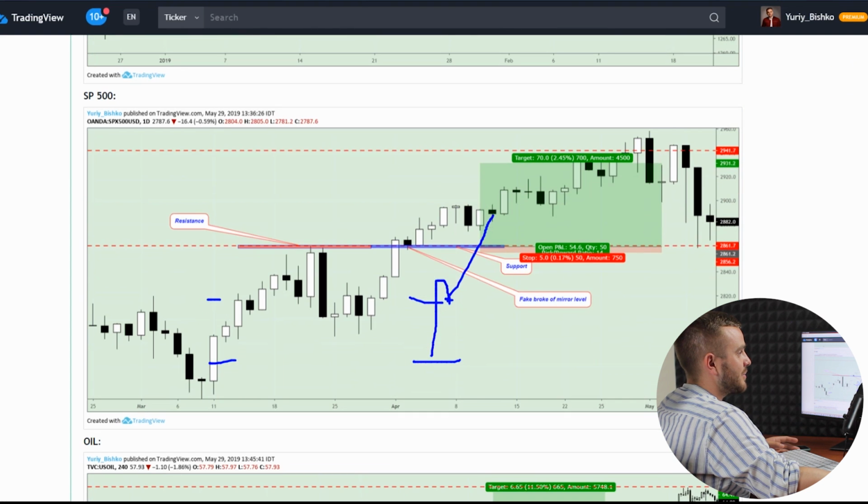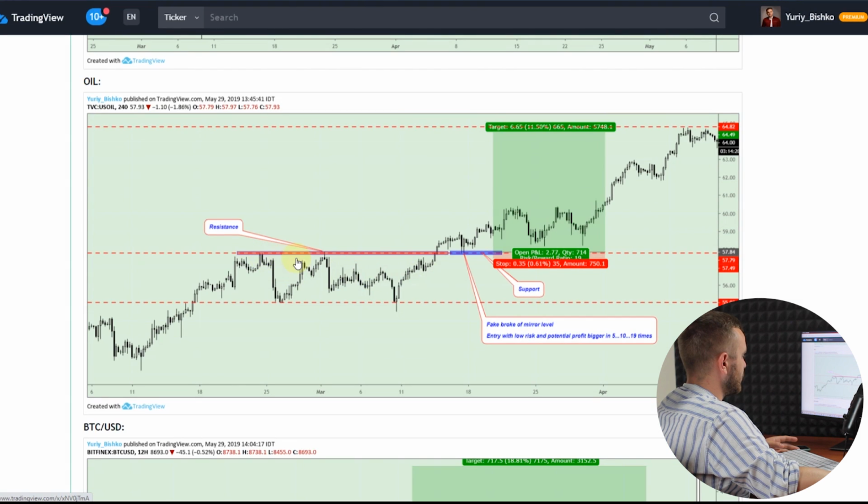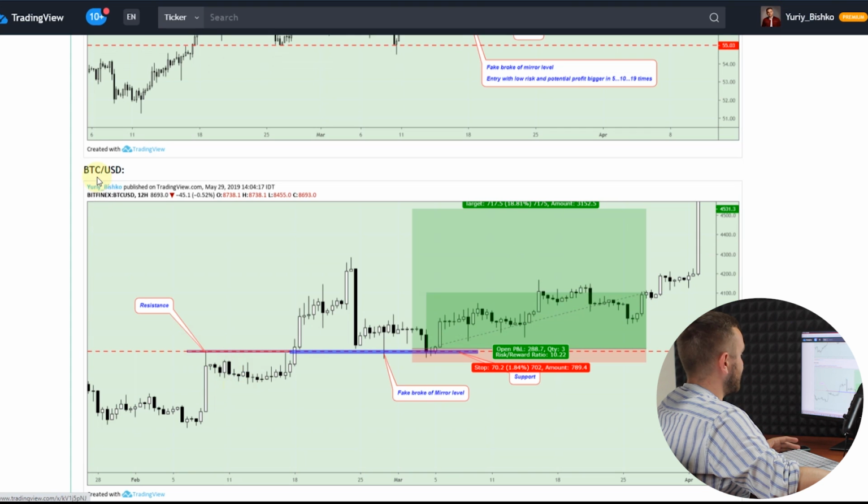Another example, S&P 500. We had a bull trend. From this point, price made a powerful down drop. As you can see, it came back, closed above, false breakout, and continuation of the trend. And the same example on oil: range, border of the range, breakout and pullback, mirror level. And Bitcoin, as you can see, at this point price was at the 3,800 key level, from which price bounced many times, false breakout, and again rose up.